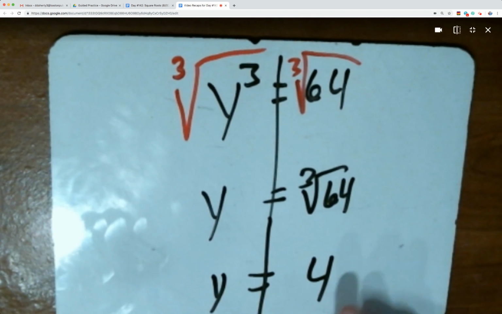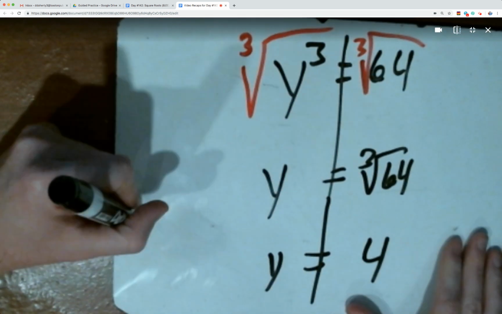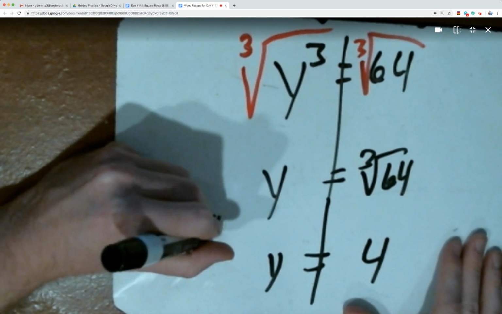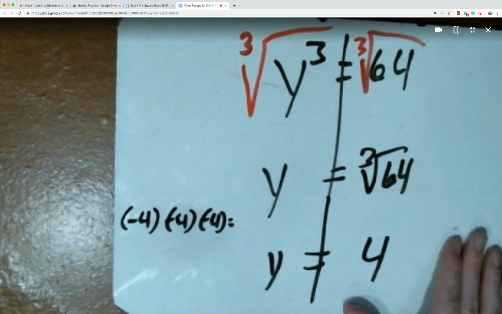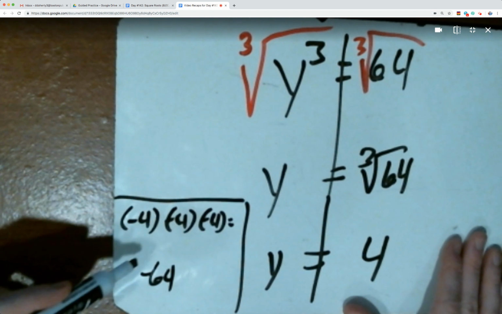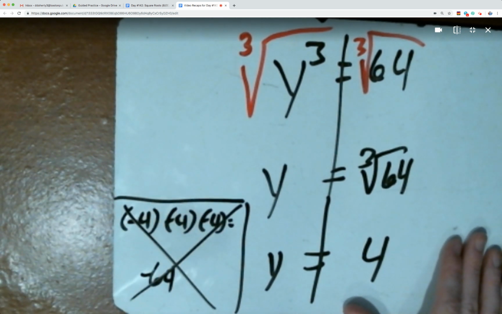You might ask, could it also be a negative 4? I'd see here if I did a negative times a negative times a third negative, we'd end up with a negative 64. So because of this, that's the reason that negative 4 is actually not going to work for this problem.